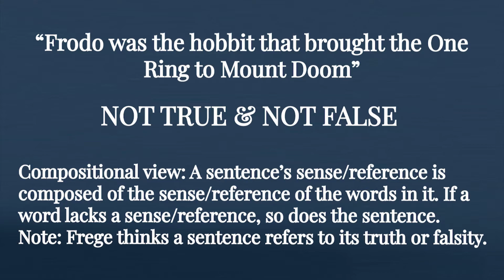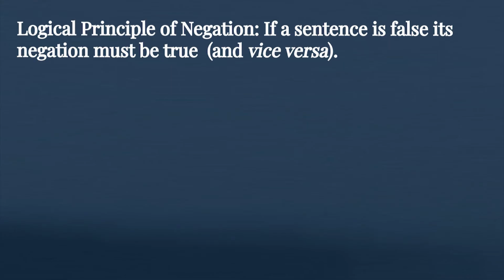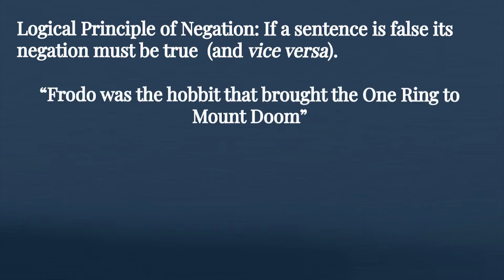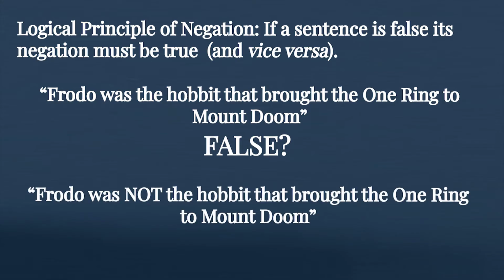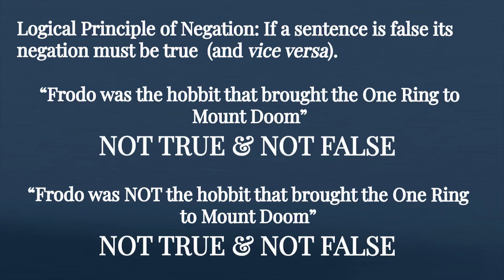This position follows from both his compositional view of a sentence's sense and reference, see the video I did on the topic for details, and it also follows from his commitment to a fundamental logical principle that says that if a sentence is false, then the opposite sentence, its negation, must be true. So in Frege's theory, if it were false that Frodo was the hobbit that brought the One Ring to Mount Doom, then it must be true that Frodo was not the hobbit that brought the One Ring to Mount Doom. But neither of these seem to be true because hobbits don't exist. So Frege instead says that sentences that have elements that do not refer are neither true nor false. For more details on Frege's views about non-reference, you can see my open access paper on the topic linked in the description.